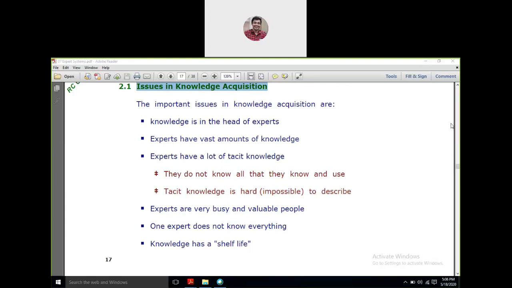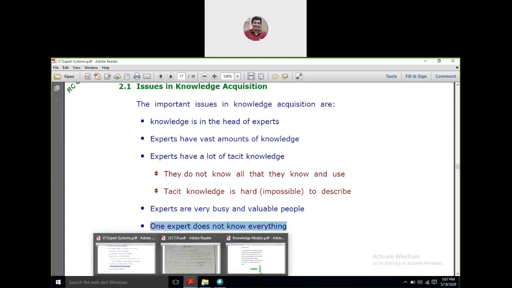Now, it may even happen that the knowledge that we exactly need for a particular kind of expert system cannot be achieved from only one expert, right? We can have multiple experts from whom we can extract our required knowledge for development of that expert system. So more than one expert may also be needed, right?